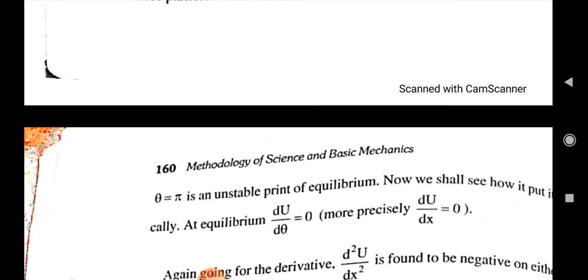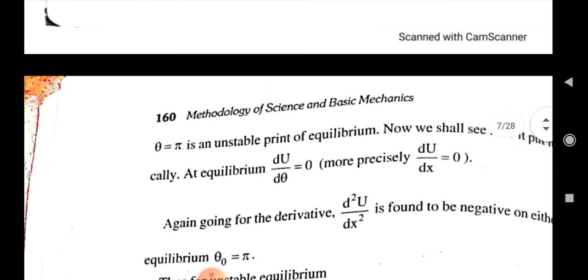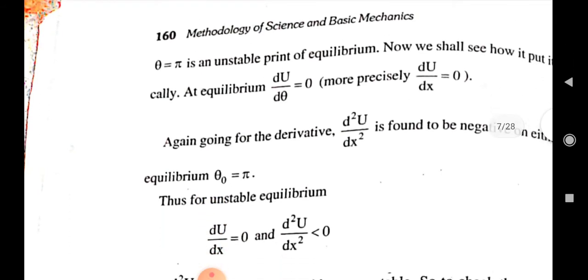Again, we can say that at this point, d square u by d theta square on either side of the point, this point is an equilibrium point, and on either side of this equilibrium point, d square u by d theta square is negative. That is, curvature decreases. So we can say that this one is an unstable equilibrium point.